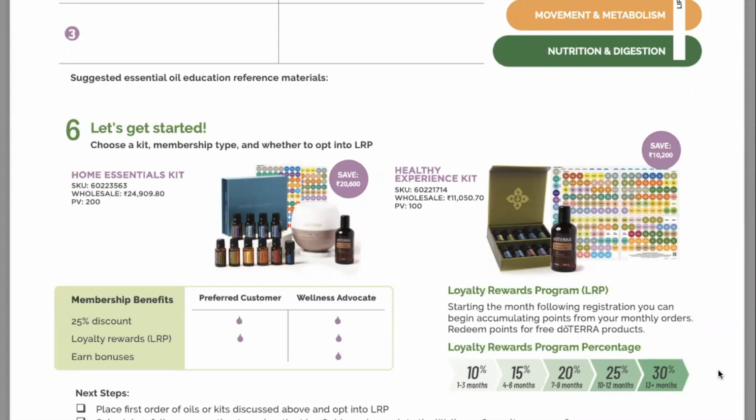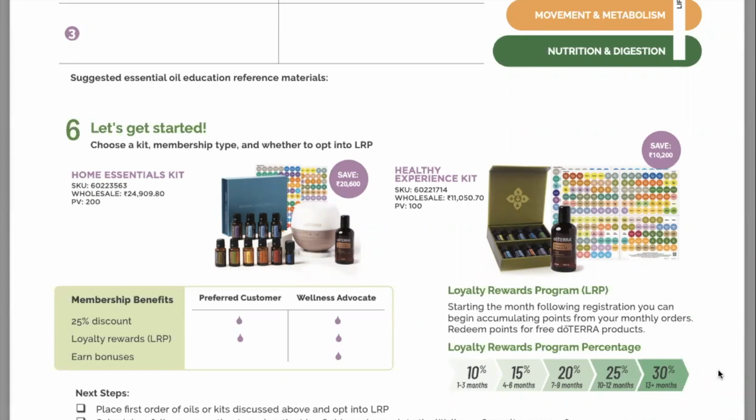A couple of different benefits that are there are the membership benefits. As soon as you sign up either as a preferred customer, so a wholesale customer, or a wellness advocate, you automatically get access to the 25% discount. In addition to that, doTERRA has other products that are an additional 10%, so 35% discount. Every month there's a different product. For example, this month is eucalyptus. Then there's also the product of the month. So if you're purchasing over 125 product volume after you've set up your LRP, that's where you're able to also get a free product of the month.